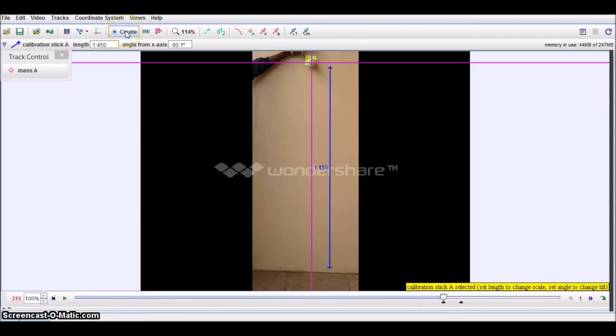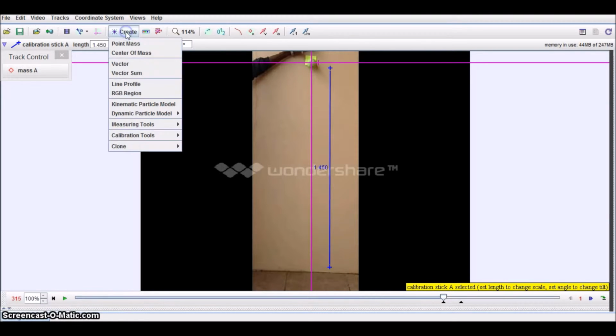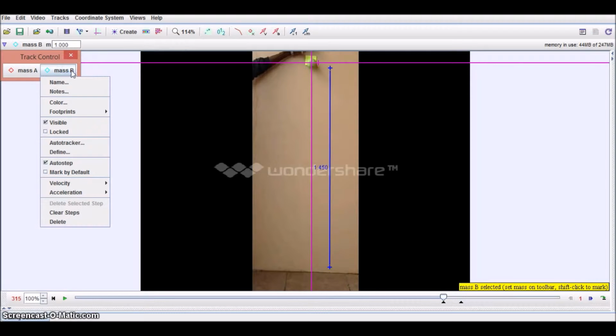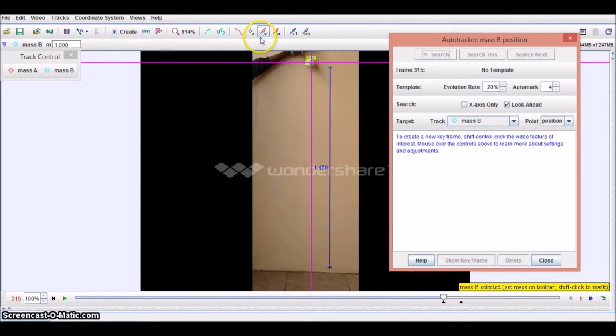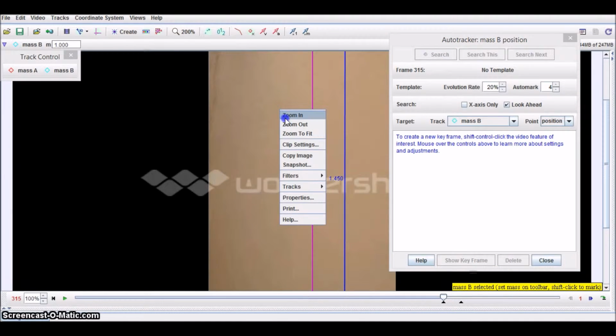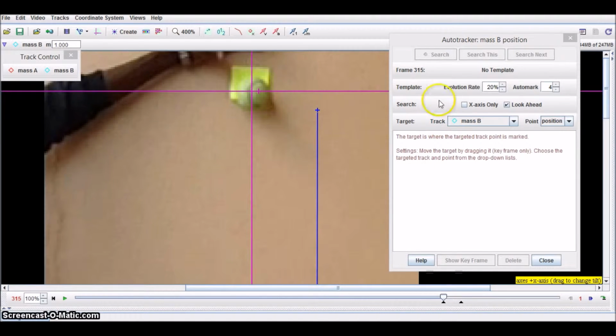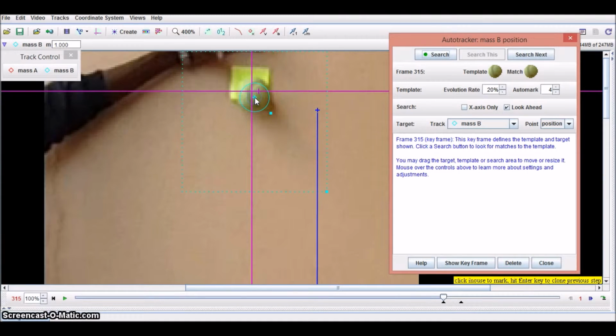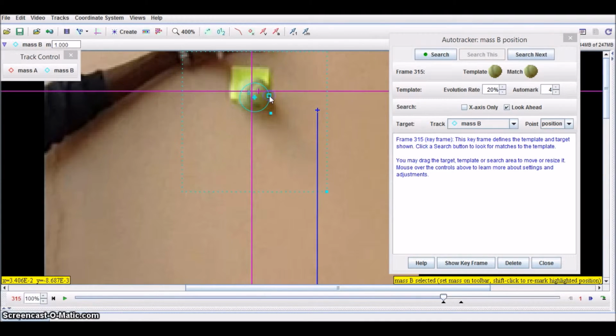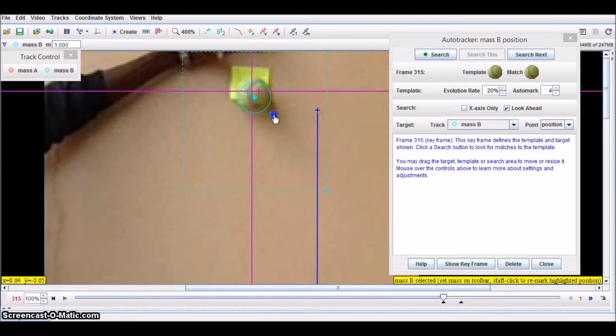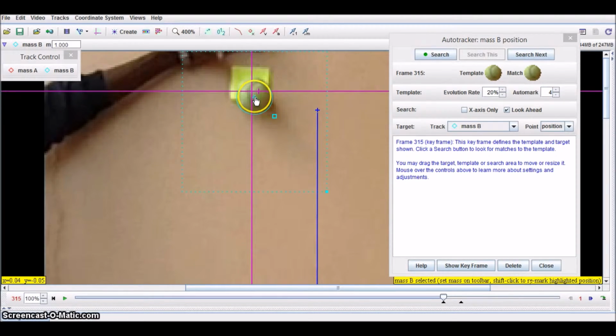So now I'm going to track the ball as it moves along the scale. I created a point mass, and then I located the search area. I zoomed in so that I get a more specific area, and then I selected the object. I adjusted the shape, and then I put the pointer exactly beneath the wind ball, and I extended the searching scope.